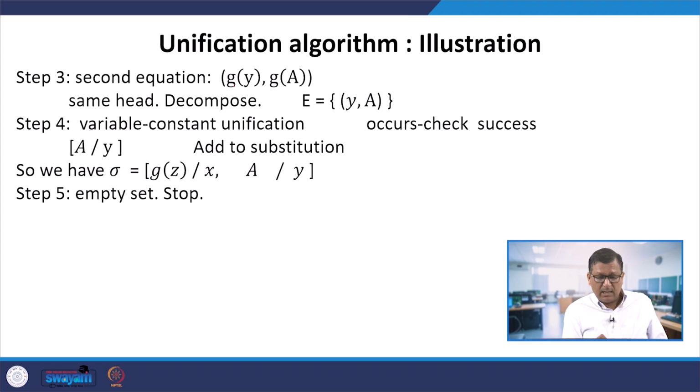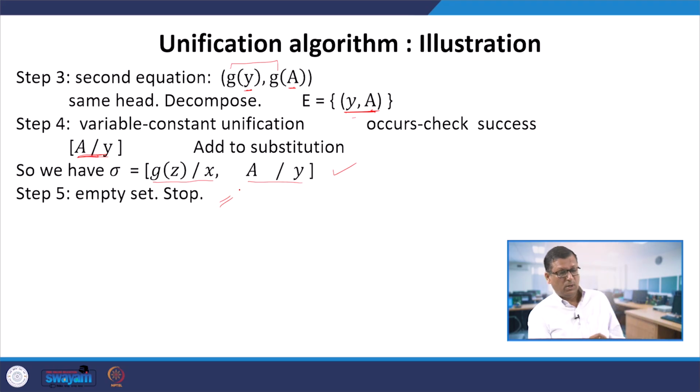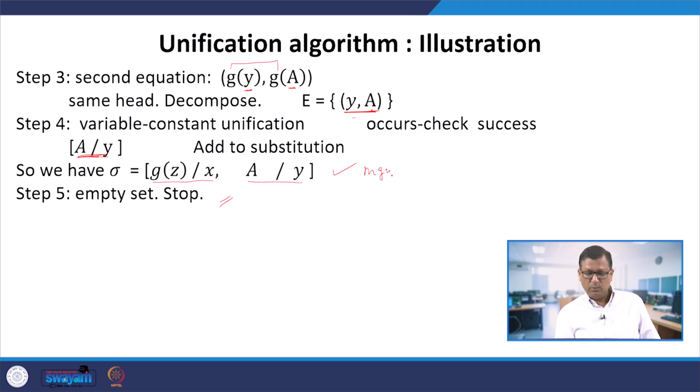Now again the heads are the same, so we look at their arguments. So we have y and a. Again the occurs check is a success, y does not appear in a, so we replace y with a. Now both sides are the same, so we remove it, and we have the empty set. So our substitution is x replaced with g(z) and y replaced with a. Now the set is empty, so we stop here. This sigma is the m.g.u.